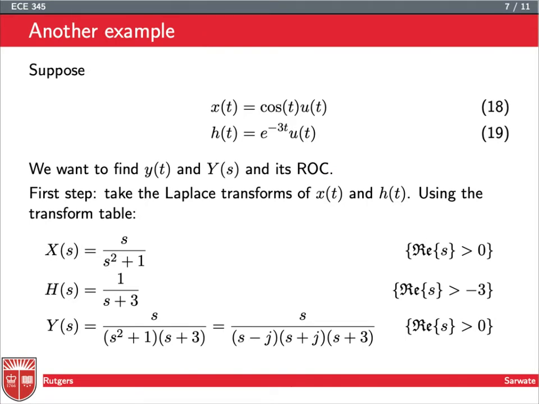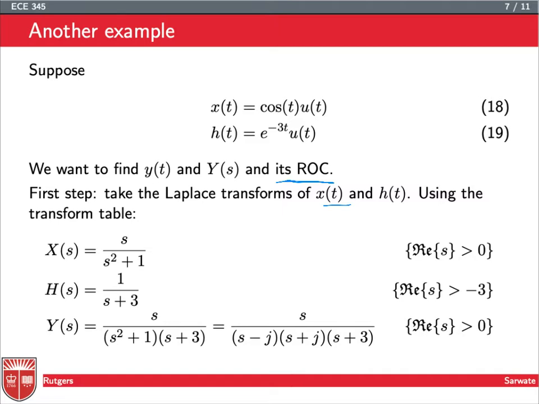So here's an example with a cosine and a decaying exponential. So now we want to find y of t and Y of s and the ROC of Y of s. So again, first step is to take the Laplace transforms of x of t and h of t. For this cosine, we get s over s squared plus 1, because omega naught is equal to 1. And for H of s, we get 1 over s plus 3 because it's e to the minus 3t.